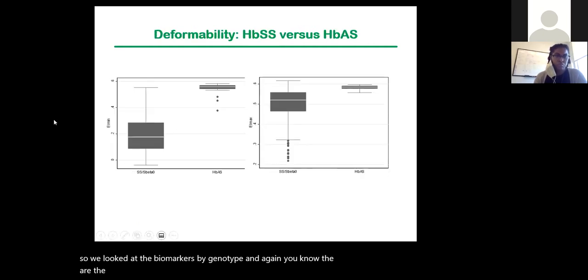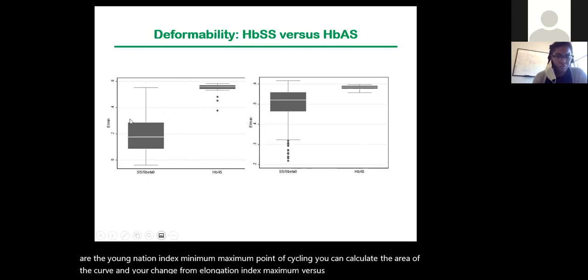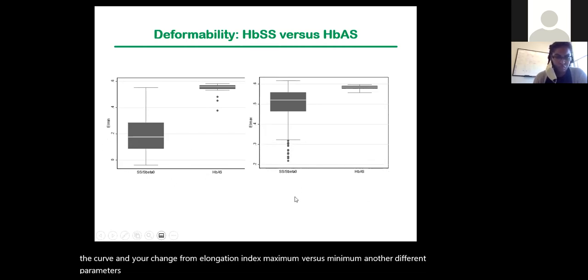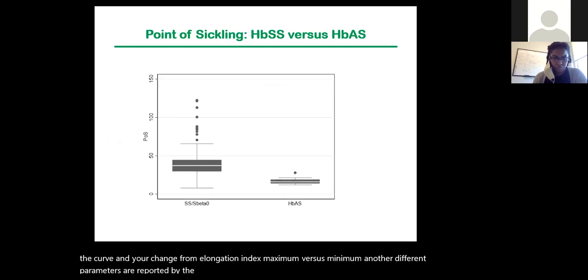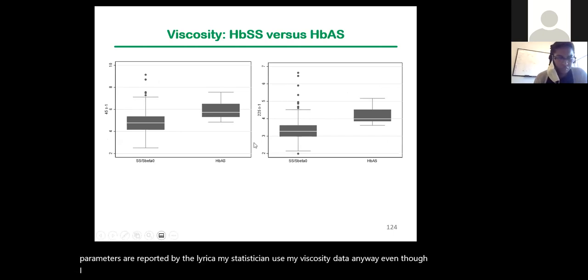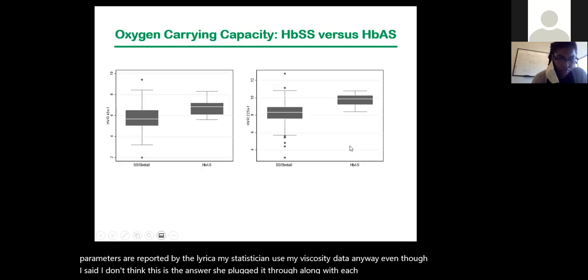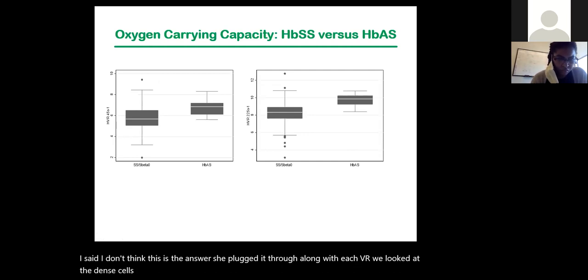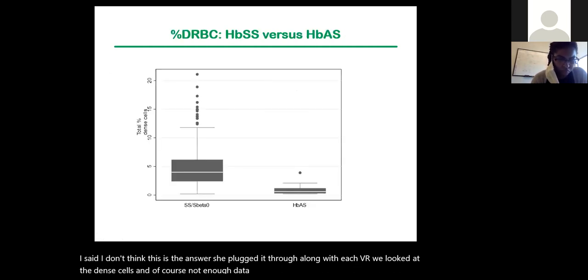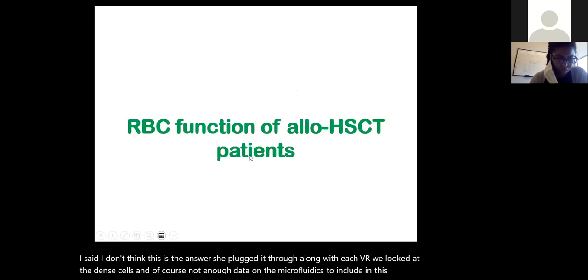And these are box plots, again, demonstrating how well these biomarkers distinguish between disease and trait. And again, these are all comers of disease, not untreated. For point of sickling as well, no overlap. Viscosity, again, you can see that there is some overlap between disease and trait, both for the venous rate and the arterial rate, as well as HVR, oxygen carrying capacity. Dense red blood cells, again, giving good separation between the two genotypes.